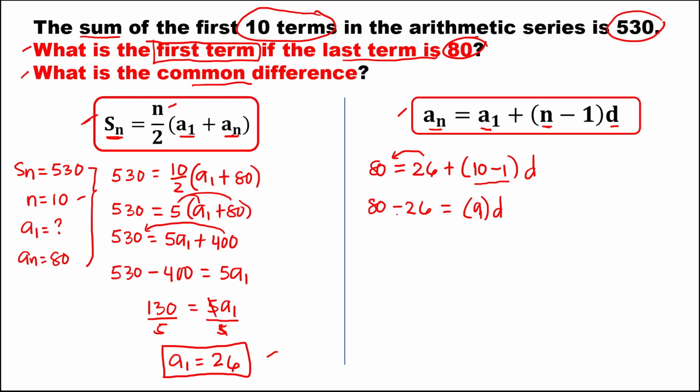Then for this 80 minus 26, this one is 54, equals 9 times the common difference. Then to find now the common difference, divide both sides by 9 to solve for the common difference. So we have 54 divided by 9, so therefore the common difference is positive 6.